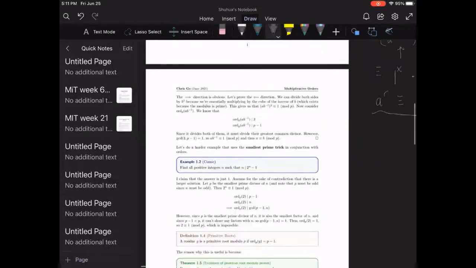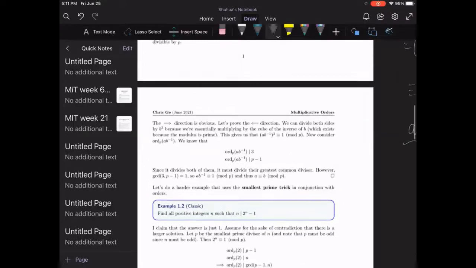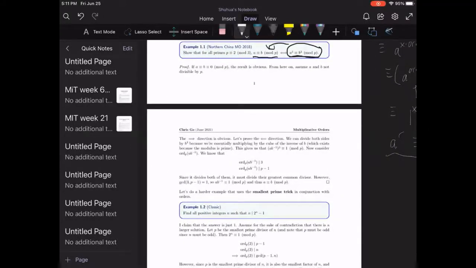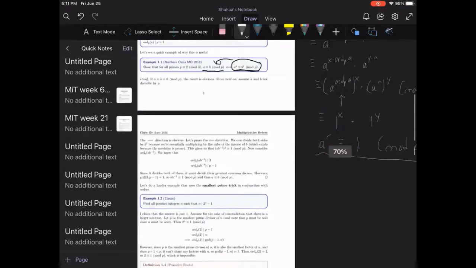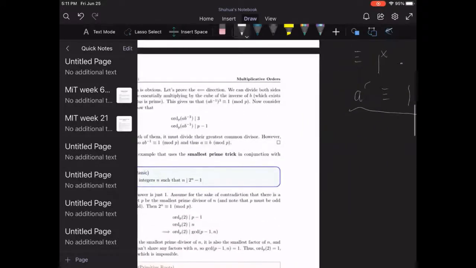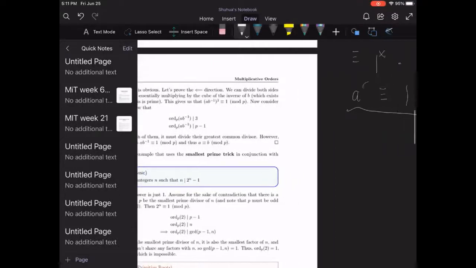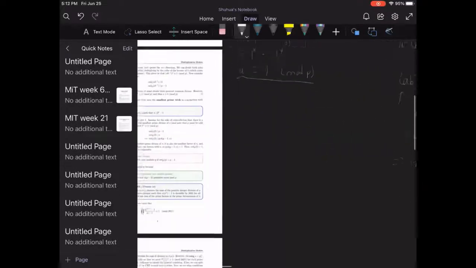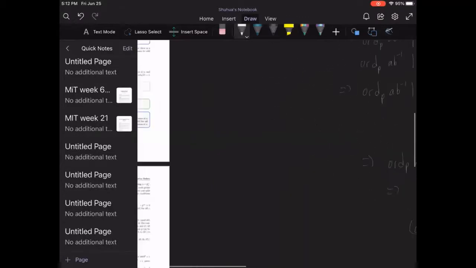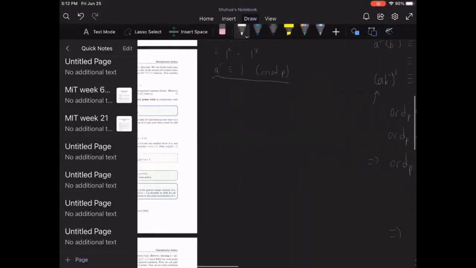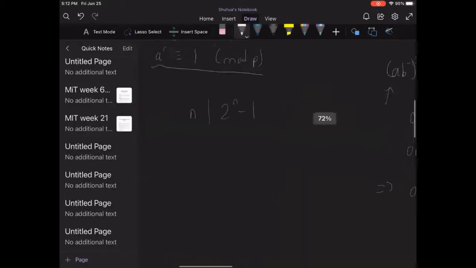So the next example will use that, and also a pretty famous trick called the smallest prime trick, which shows up in a lot of problems, especially involving order. And it is: find all positive integers n such that n divides 2 to the n minus 1. And this is a pretty classic problem to do when learning orders. So positive integers n such that n divides 2 to the n minus 1.